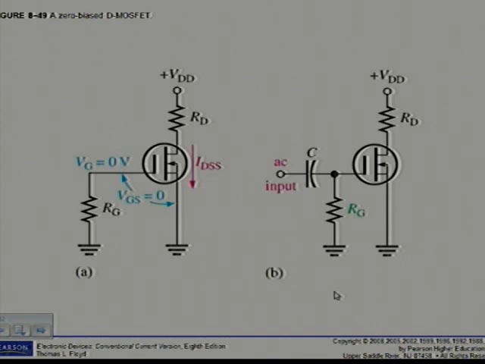Alright, so that is then for the D-MOSFET bias. This concludes then section 8.7, which is concerned with MOSFET biasing.